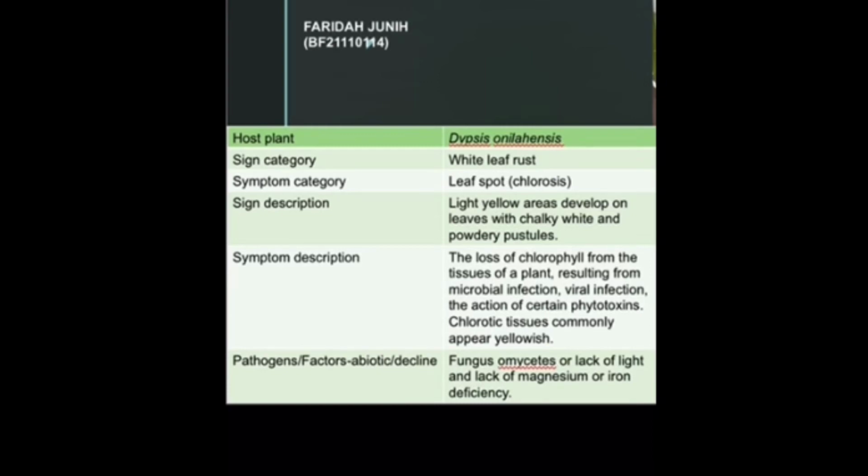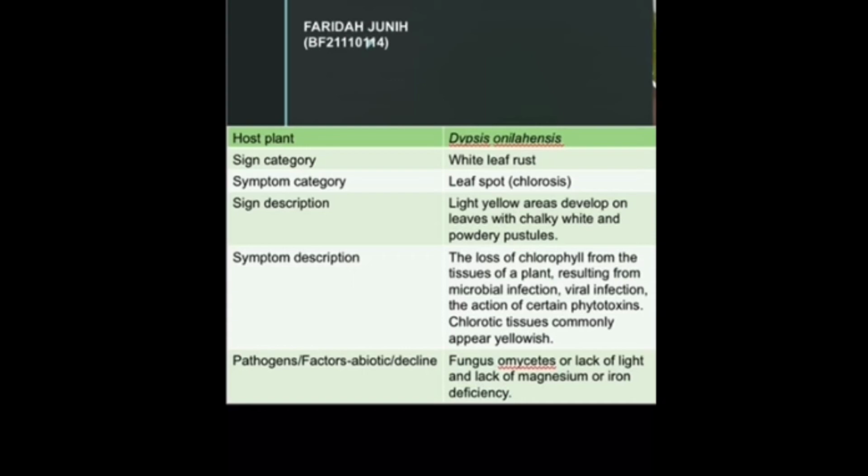The symptom description is the loss of chlorophyll from the tissues of the plant, resulting from microbial infection, viral infection, or the action of certain phytotoxins. The chlorotic tissues commonly appear yellowish.